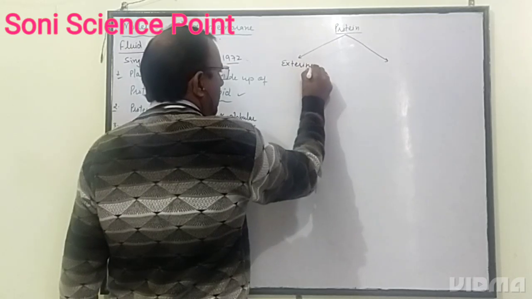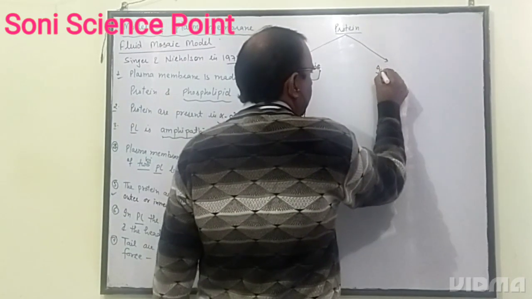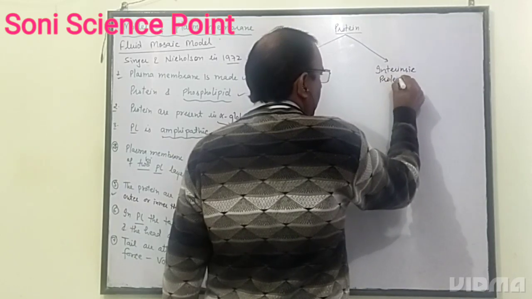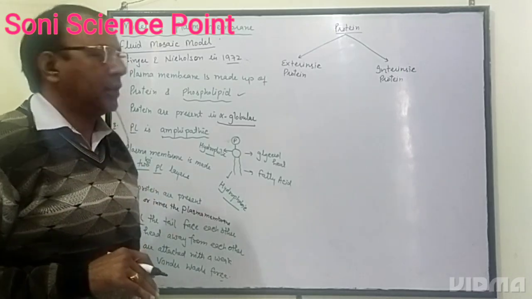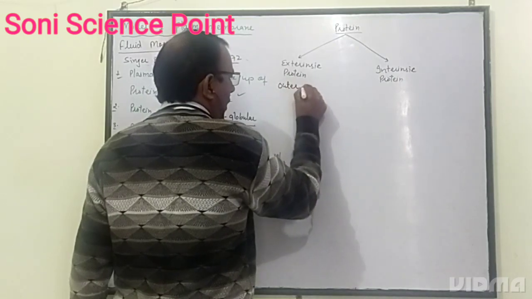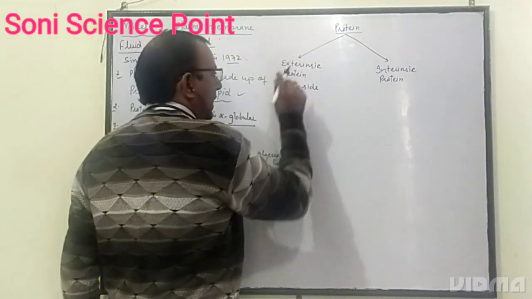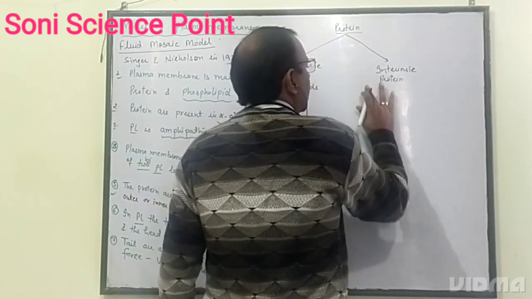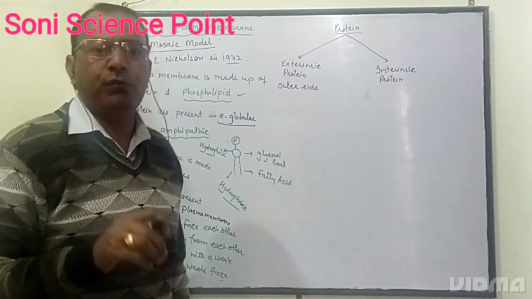Extrinsic protein and intrinsic protein. Extrinsic protein is the protein which is present outside the outer layer of the phospholipid layer, at the glycerol head side. Intrinsic protein is embedded into the phospholipid, partially or fully.